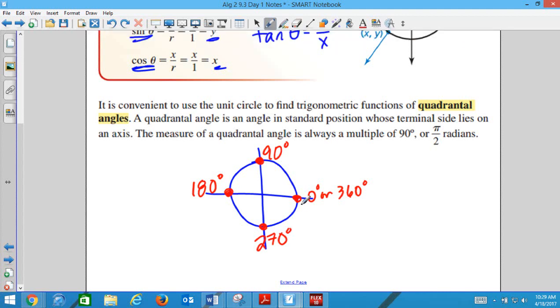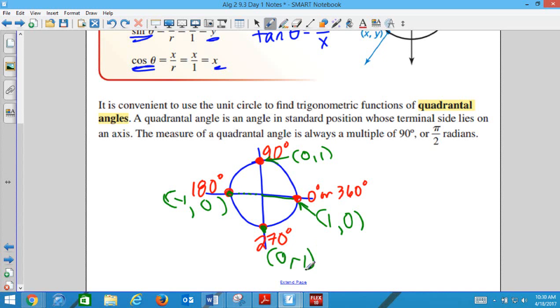What we really need is the ordered pair, because that's what we were just using, the x's and the y's. So what ordered pair is this point? How far are we going over? 1, because it's the unit circle, so the radius is 1. And then we go up or down 0. For 90 degrees, the ordered pair is 0, 1. For 180 degrees, we're going to the left: negative 1, 0. And 270 degrees is down, so it's 0, negative 1. Those are the quadrantal angles.